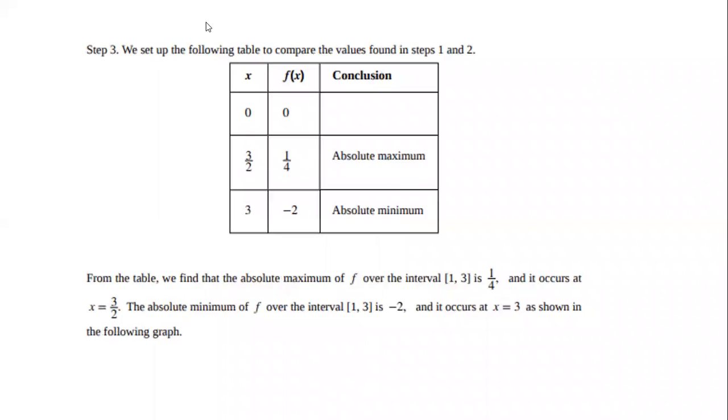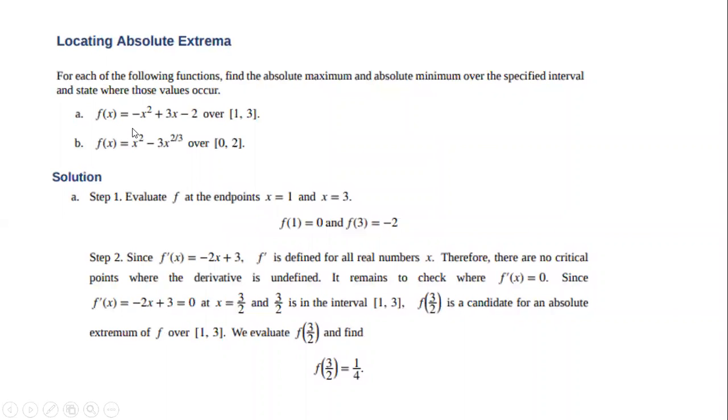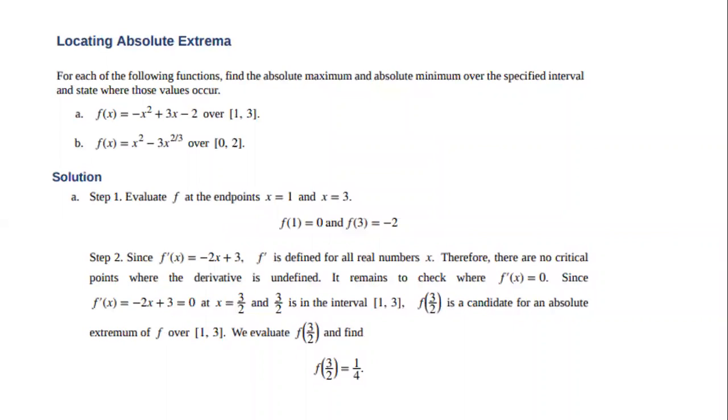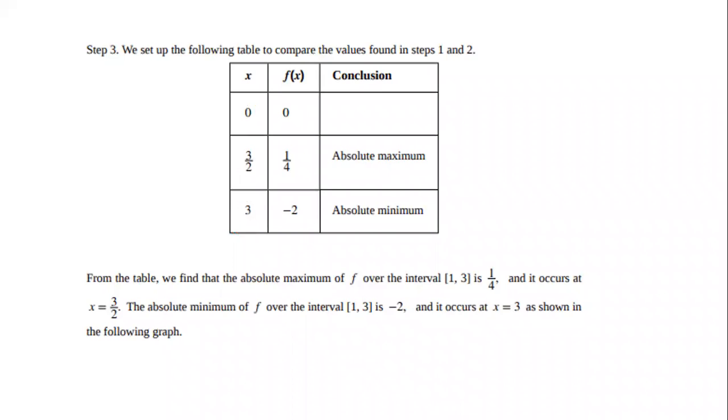Step 3 is to evaluate at x equals 0, at x equals 3/2, at x equals 3. My function is, as I described, x minus x squared plus 3x minus 2. So at x equals 0, what is the value? At x equals 3, my value is -2.